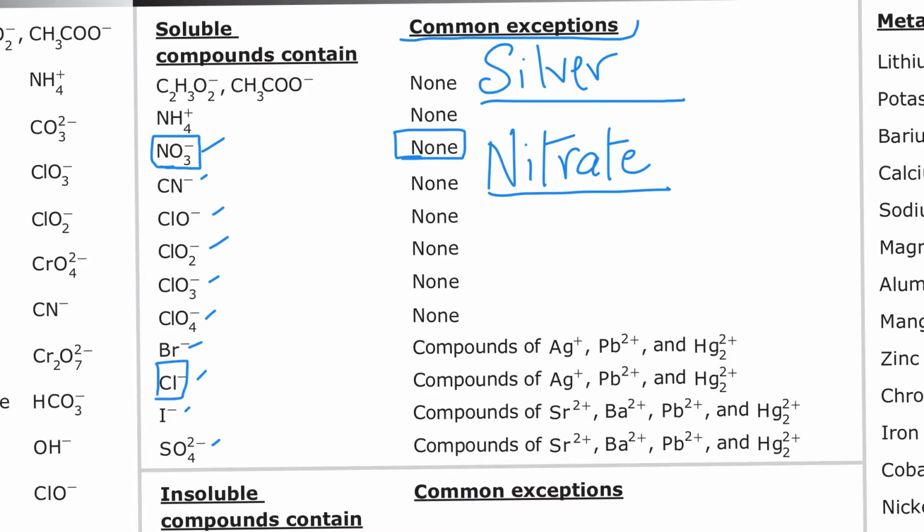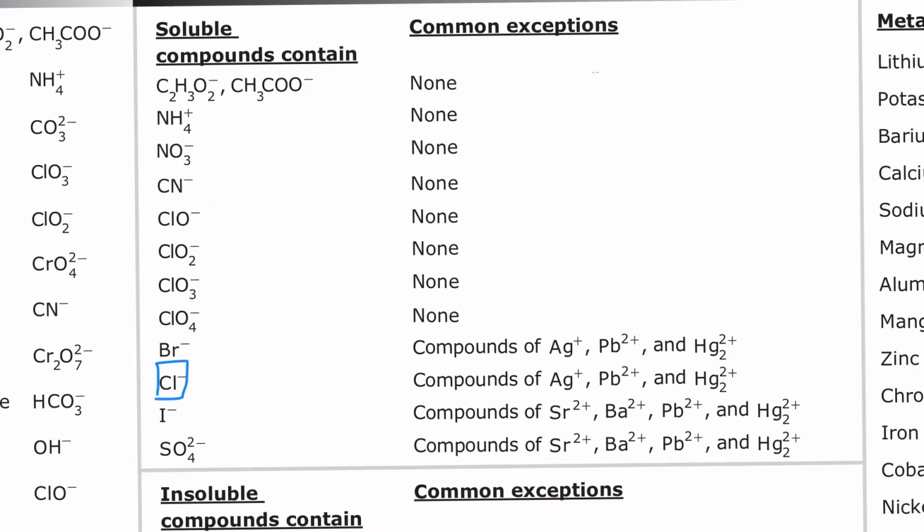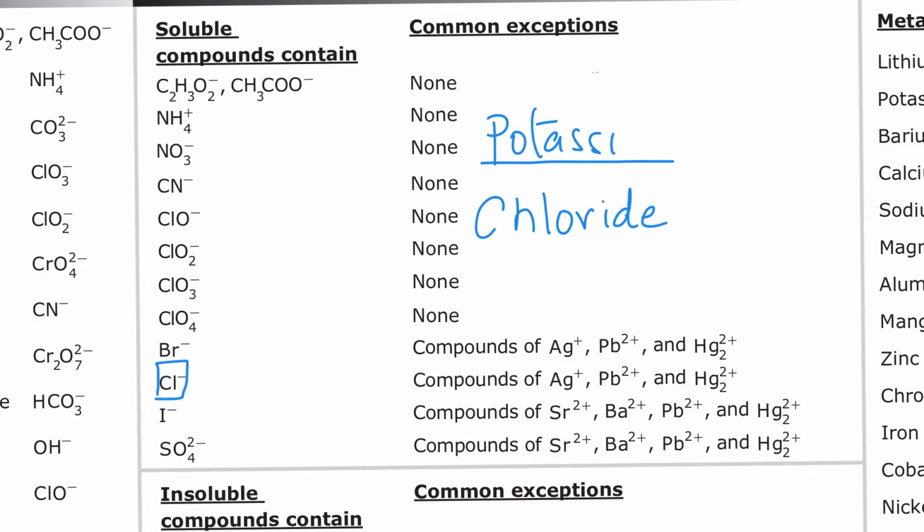Now you know that chloride is also under the soluble compound list. It also means that as long as the second word of the chemical ends with chloride, let me make sure I spell it correctly. Okay, chloride, then the compound will be soluble. So for the first word, I can write potassium, and that will give me potassium chloride, and potassium chloride is soluble in water.